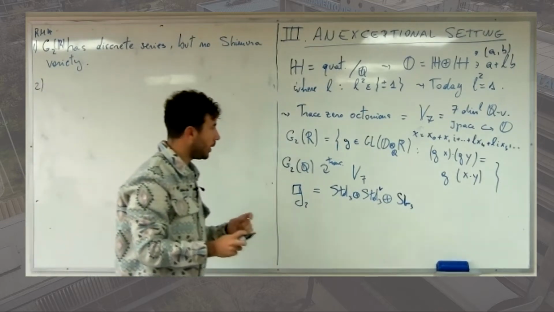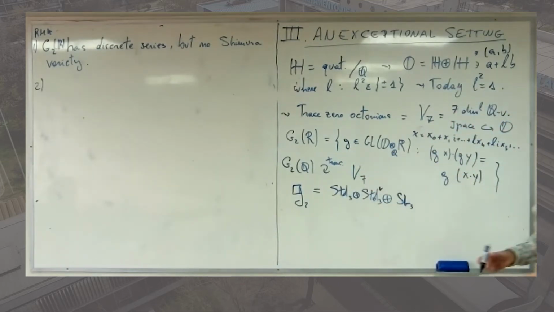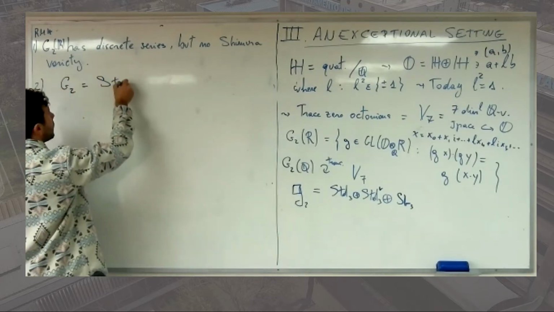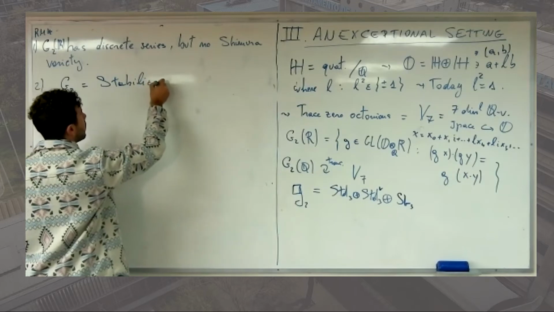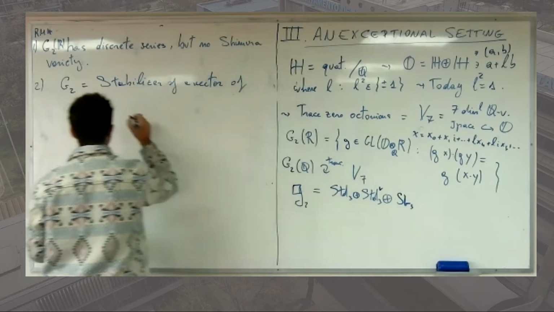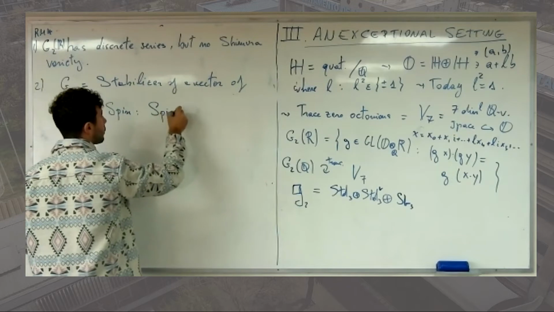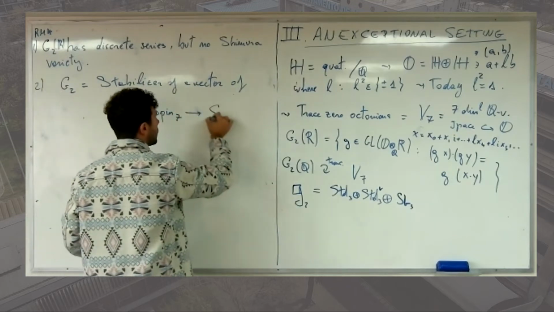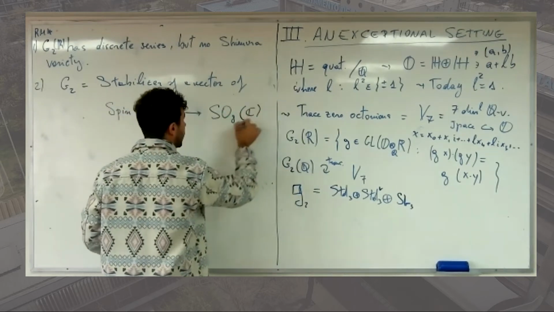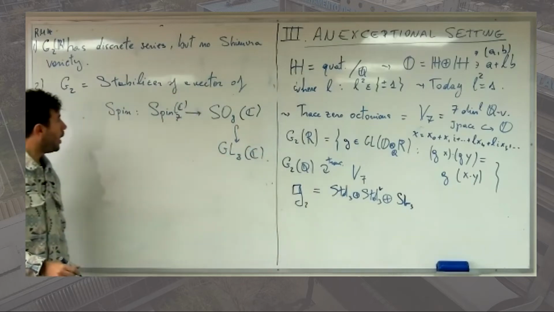And the second thing is that instead of looking at G2 like this, G2 can be realized as the stabilizer of a vector of the spin representation of spin 7. This is actually an orthogonal representation, so this belongs to each other.